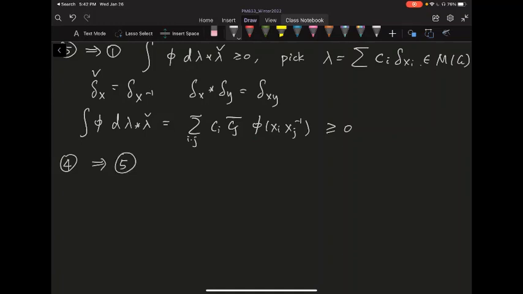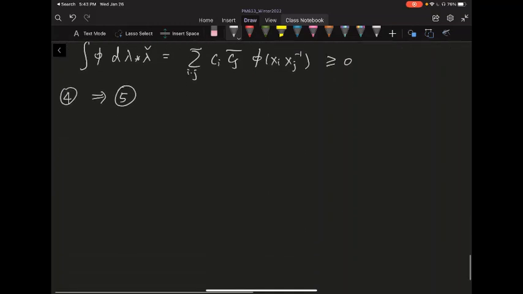Let me just remind you, 4 basically means if you integrate against some compactly supported functions, then you do the double integral of f(x y inverse) against the function, you get something that's non-negative. 5 means you integrate against lambda convolved with lambda involution, and you get something non-negative. All right, the proof of this is slightly technical, and we require some development on the convolution between a function and a measure. Okay, so let's get this started.